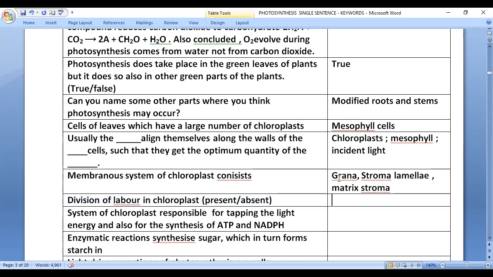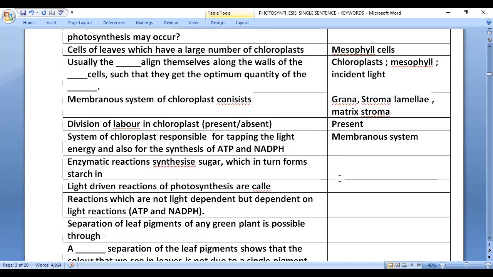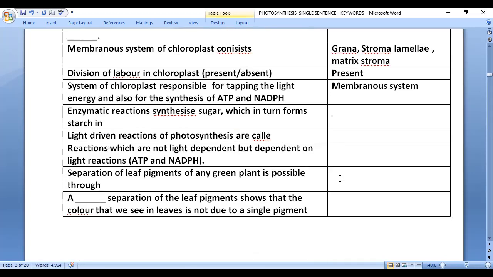Division of labor in chloroplast, present or absent? Present. The membranous system of the chloroplast is responsible for tapping the light energy and also for the synthesis of ATP and NADPH. Enzymatic reactions synthesize sugar, which in turn forms starch in the stroma.